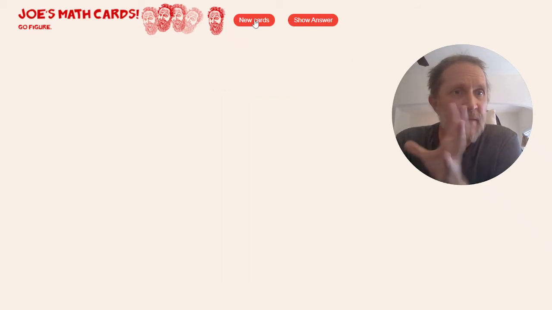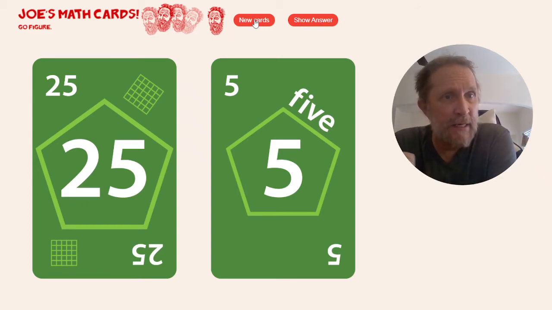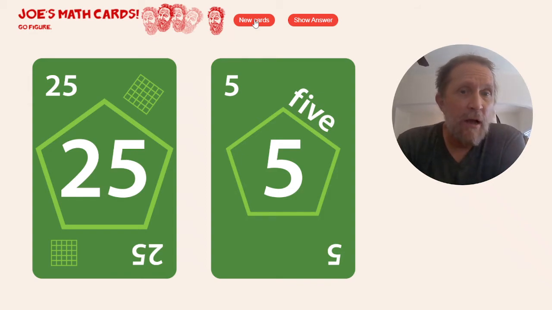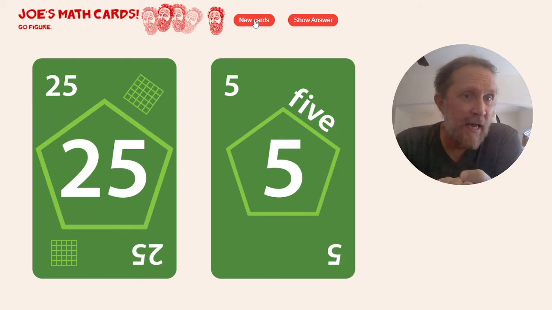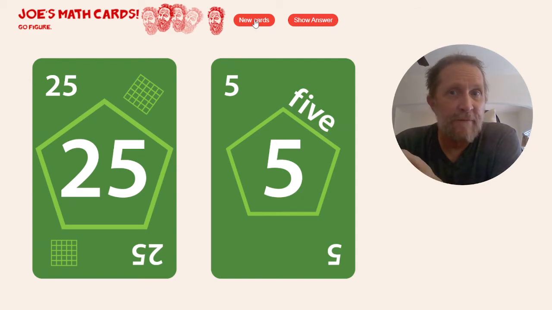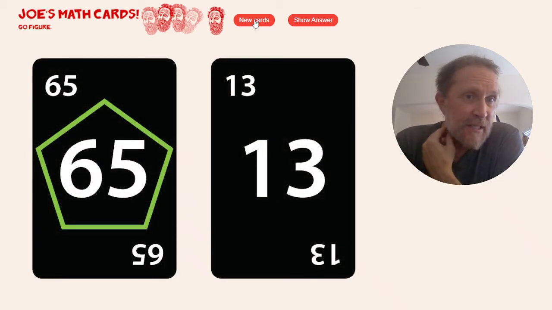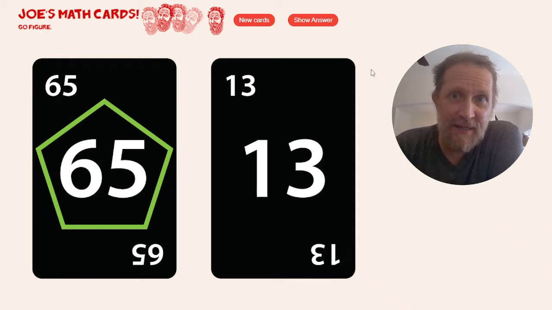So think about these families. Think about these number families where the two factors and the product, the two things you multiply together and the thing that you get when you multiply them together, still are the same groupings that you'll use in this kind of division. So 25 divided by 5 is 5, because 5 times 5 is 25. One more, one last one. 65 divided by 13.